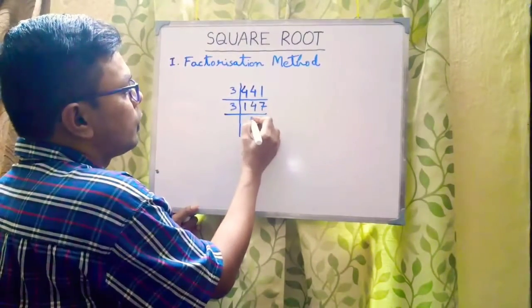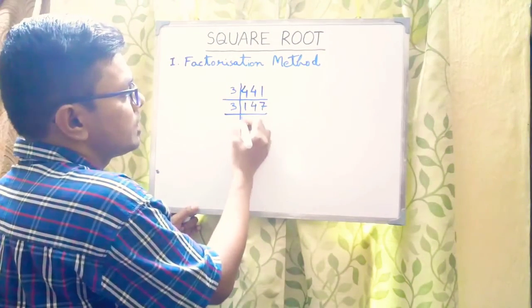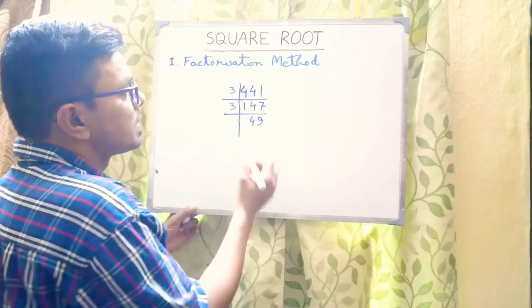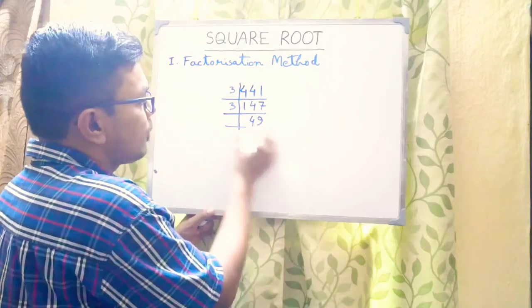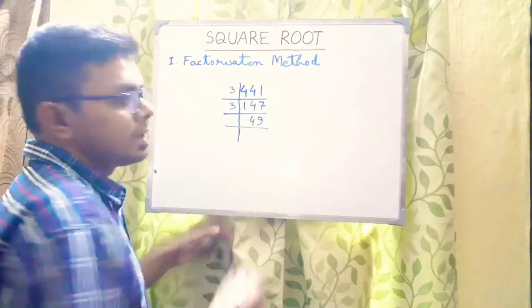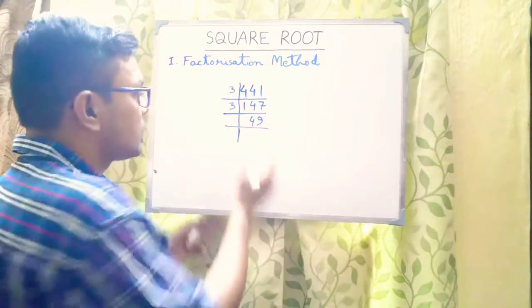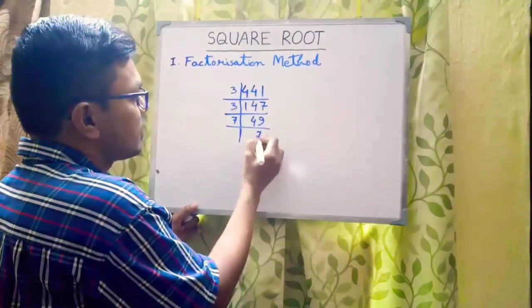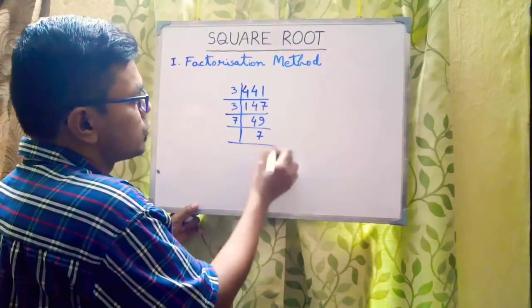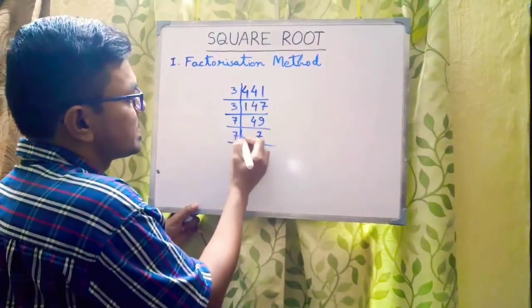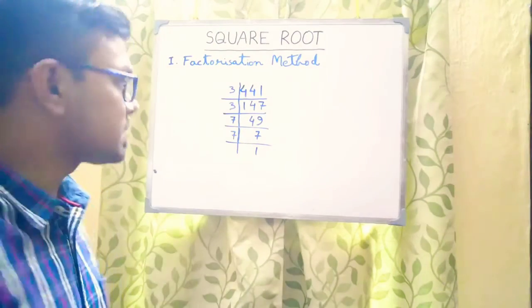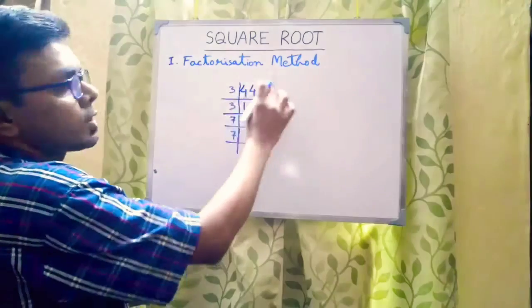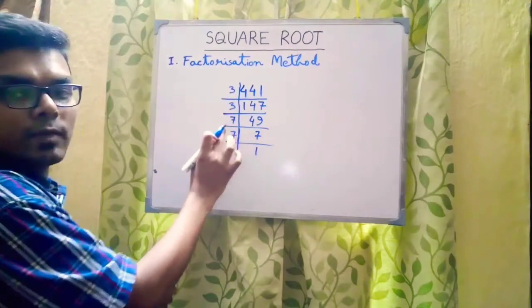3 4 times is 12, 27. 3 9 times is 27. So we are left with 49. Now 49 is actually 7 into 7. So 7 times 7 is 49. And according to the rule, we should stop the process by 7 into 1 is 7. So whenever a 1 comes here, the process stops. So we get 441 as 3 into 3 into 7 into 7.